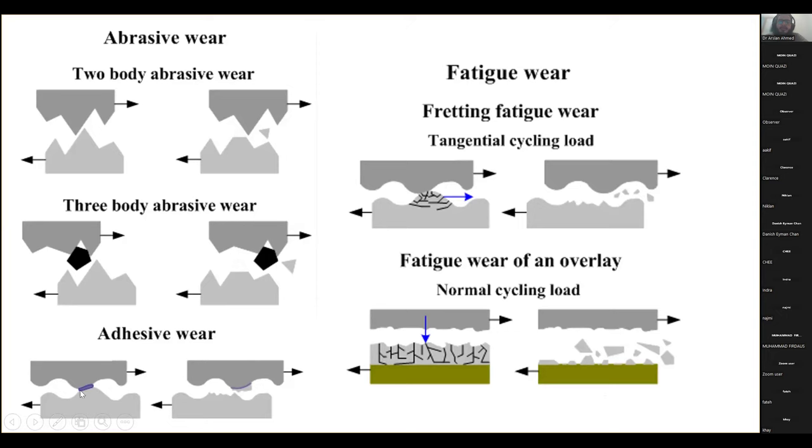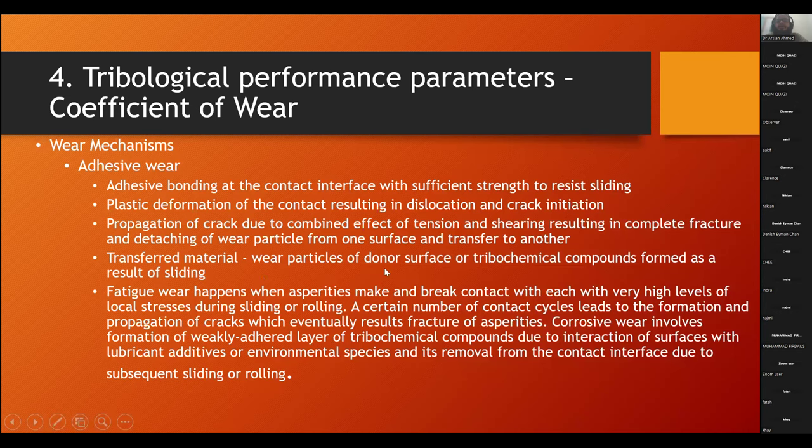There is plastic deformation, and these ridges are welded together, and once they start to move, then whichever is stronger is going to take away the other material, as you can observe while it is moving. So transferring materials, wear particles of the donor surface or the chemical compound formed as a result of sliding. Fatigue wear happens when asperities make and break contact with each other with very high levels of local stresses during sliding or rolling. A certain number of contact cycles leads to the formation and propagation of cracks, which eventually results in fracture of asperities. And then there is corrosive wear too.